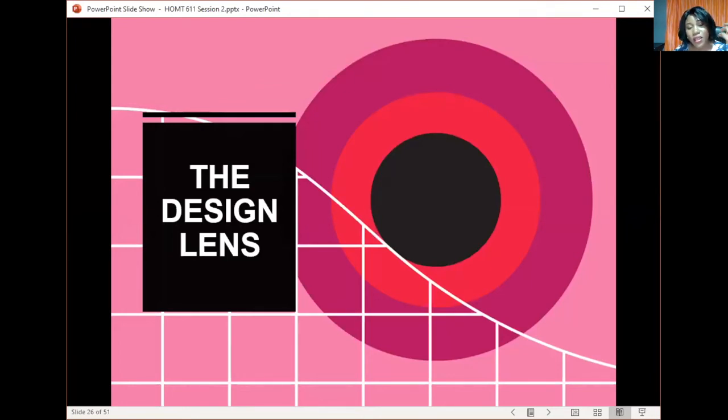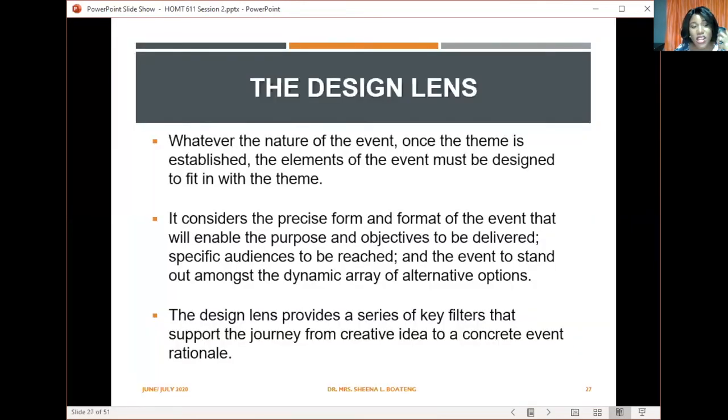Now, after the theme is developed, we have come to the end of the creative lens, and now we move into the design lens. Now, the design lens is the level where we are saying that whatever the nature of the event, once we have established a theme, we have to design the entire event to fit around the theme that we have. So like we just saw, if the theme is Russia, we have to build the entire event around Russia and all things Russian.